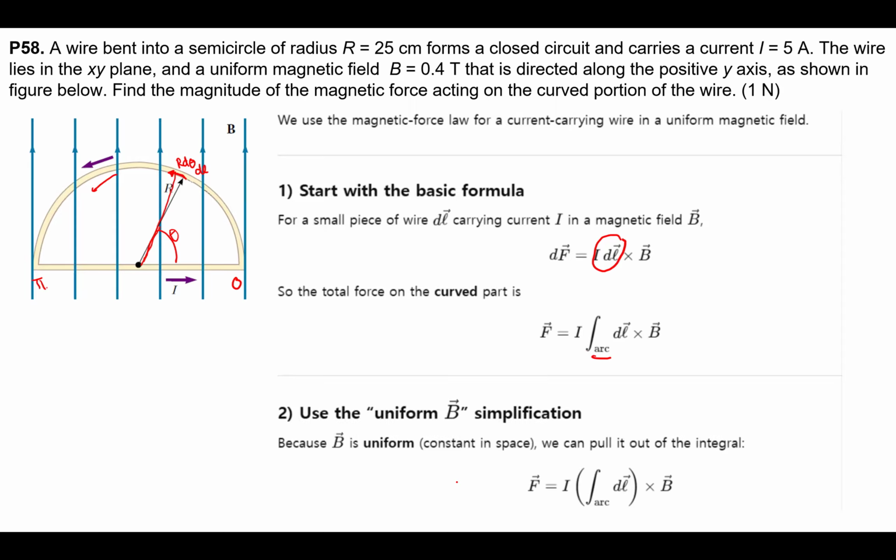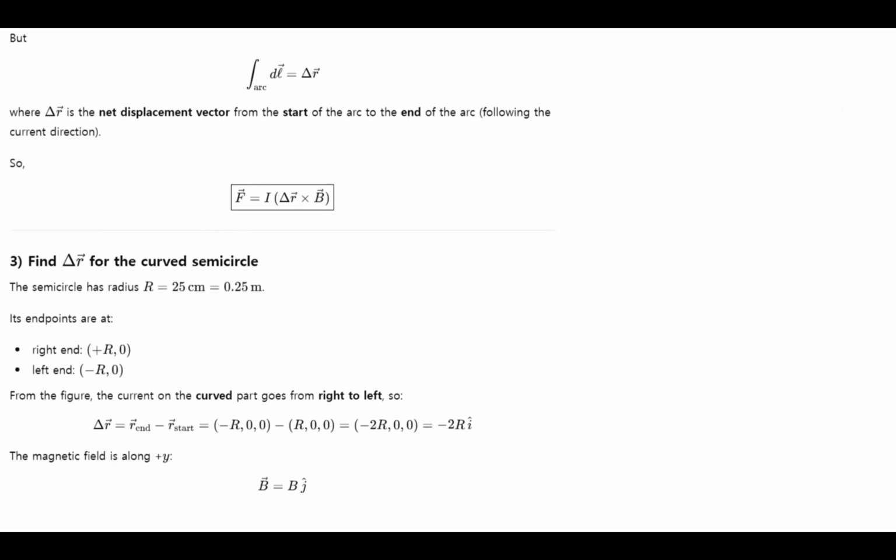dl cross B, and then F is going to be along the arc, integrated. This is interesting because B does not depend on the position, so we can take it out of the integral. Then we find out what it is. Let's call this the net displacement vector from the start to the end, which is delta L. And then it's time to think about how to find delta R.